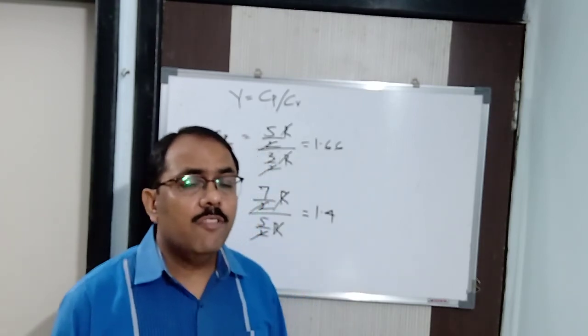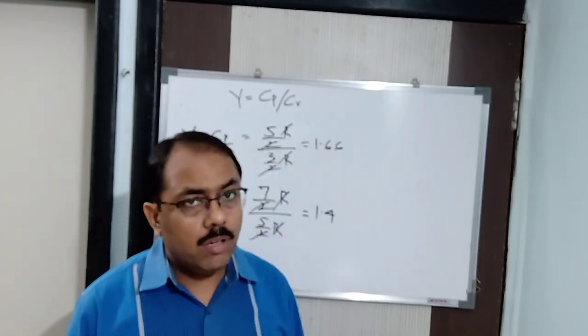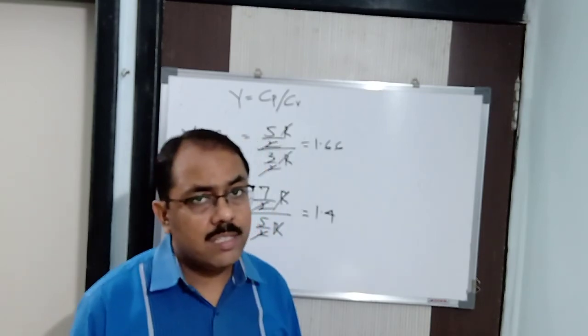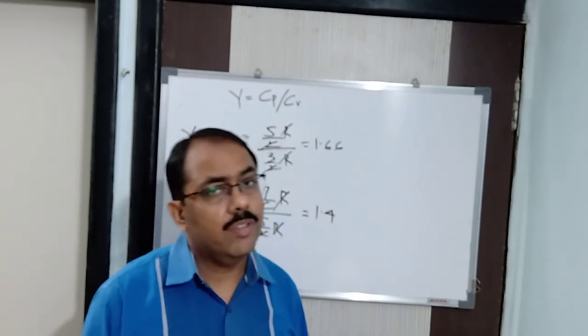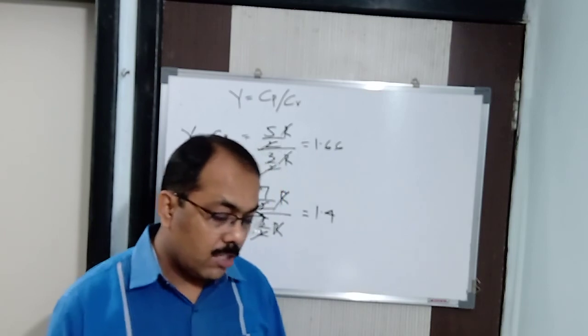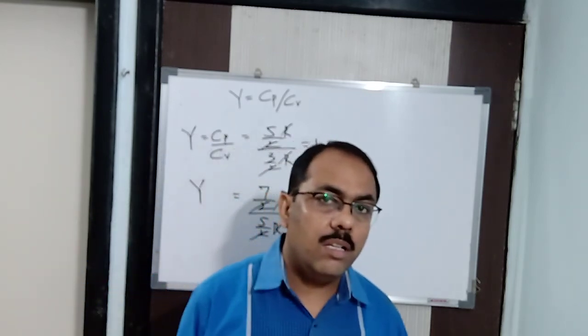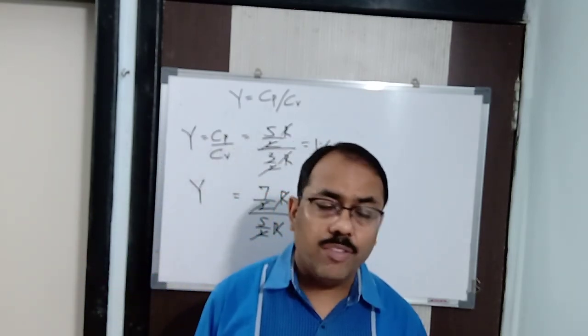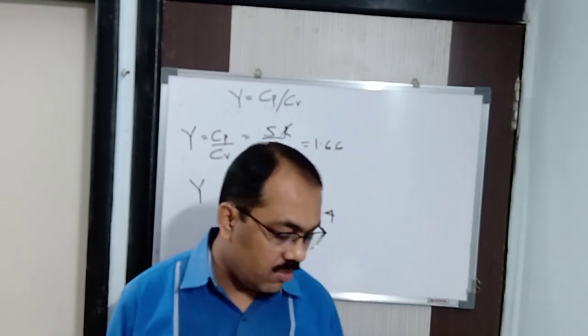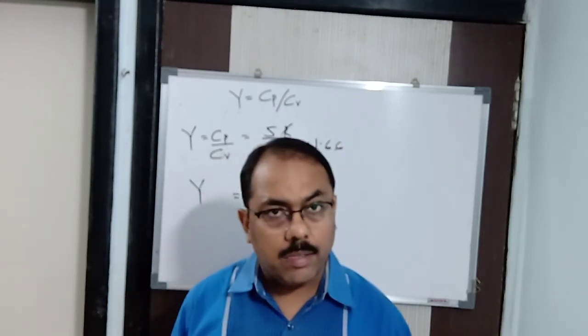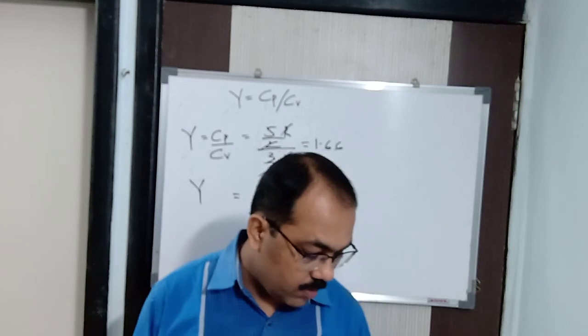Alright, so in this way, from the value of gamma, we find out whether the gas is monoatomic, diatomic, or triatomic or polyatomic. This is how we calculate the atomicity of a gas. I hope you understood how to find the atomicity of the gas.